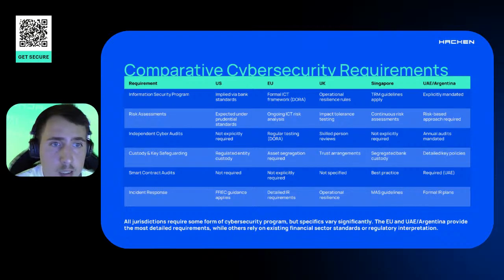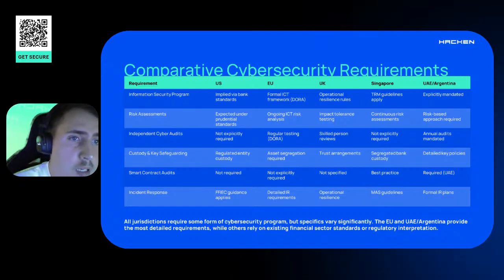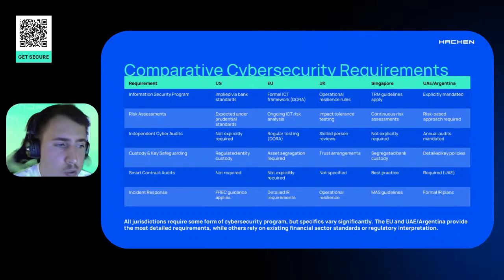somewhere it's called the exact ICT risk management framework or the ICT risk management program, like DORA. We have it as operational resilience rules in the UK. We could have it as technology risk management guidelines applying in Singapore. And for example, in Argentina and VARA, it's mostly more elaborated, like you need to have an information security program, strategy, risk assessments, and so on.